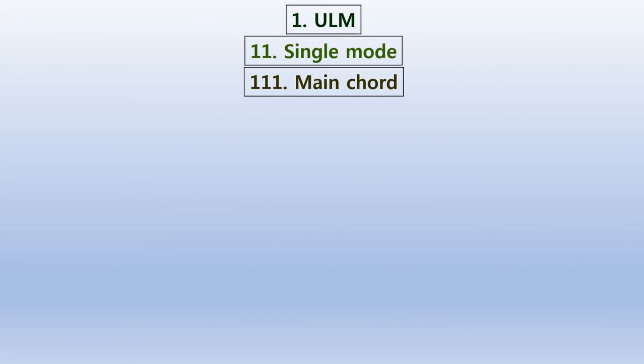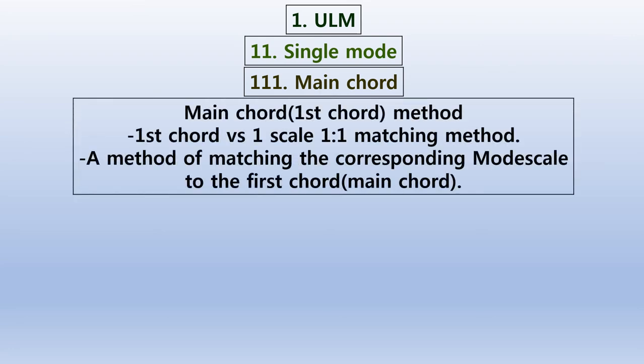Now let's look at the main chord method of single mode in the first small structure of the upward line method. The main chord method is a one-to-one matching method that matches the corresponding mode scale for one chord, that is, the first chord, the main chord.